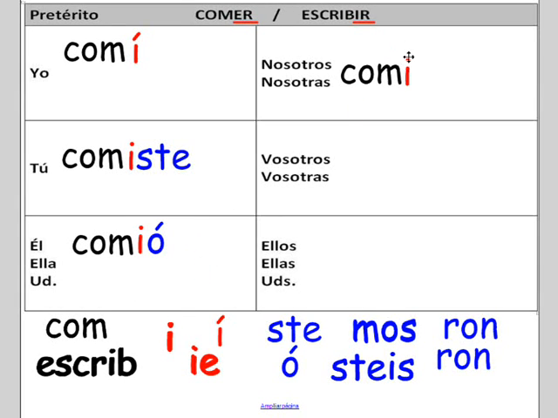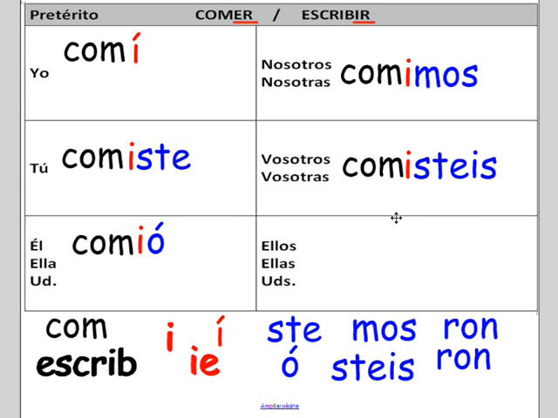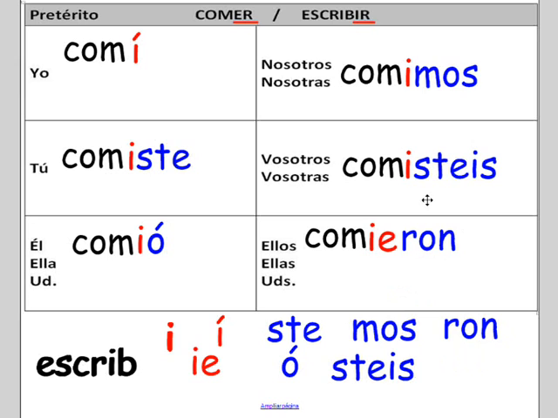Nosotros comimos, we ate. Vosotros comisteis, y'all ate. Ellos comieron, they, a group of guys or a mixed group, ate. Ellas comieron, a group of girls, ate. Or ustedes comieron, you guys ate.